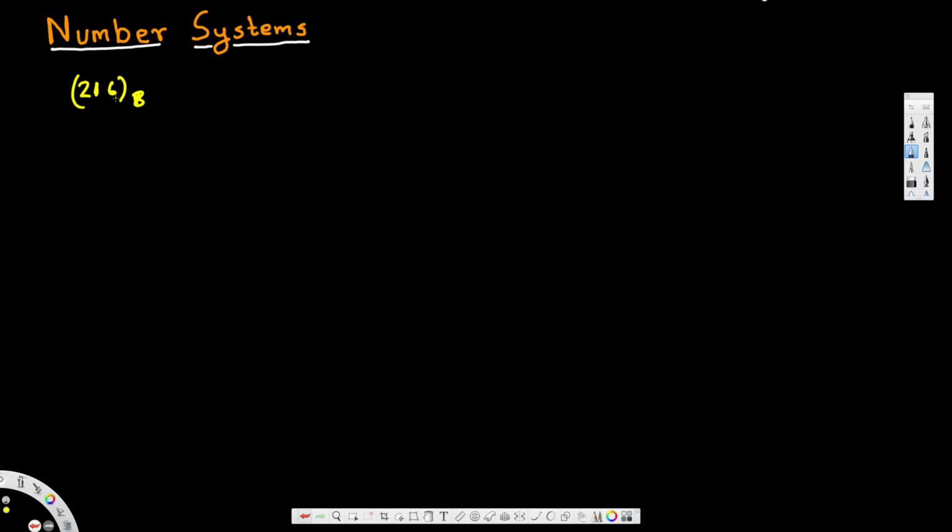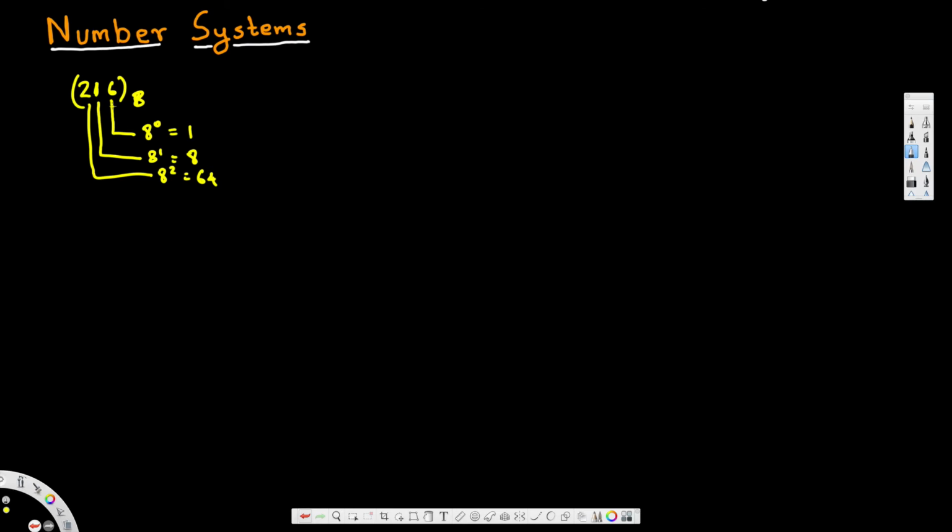To convert this into decimal, first of all we have to look at the weight of each place. The first number, the most right side, will be the 0th place. So this will be 8 power 0, which is equal to 1, and this one is 8 power 1. Each time we move to the left, the power increases by 1. So this is 8 power 1, that is 8, and this one is 8 power 2, that is equal to 64.